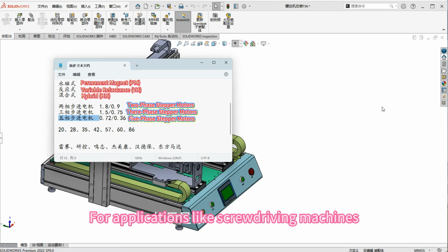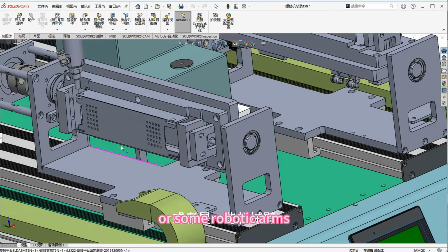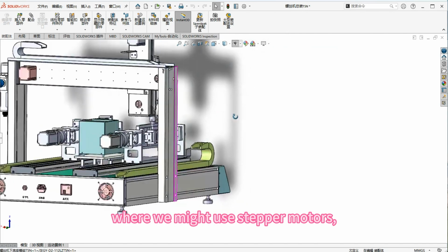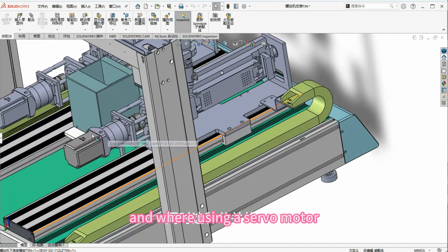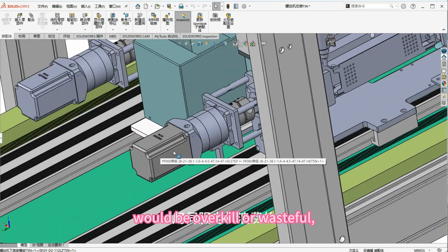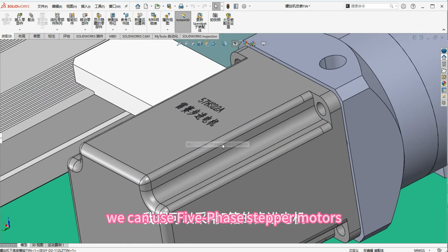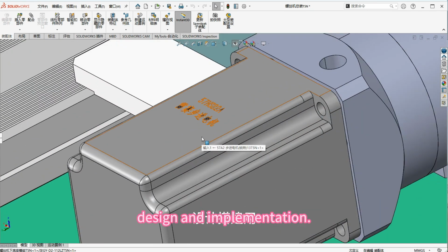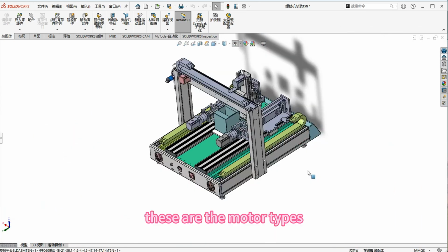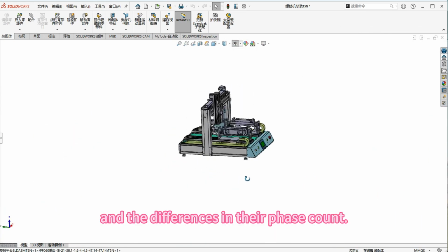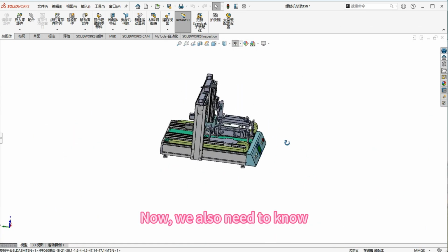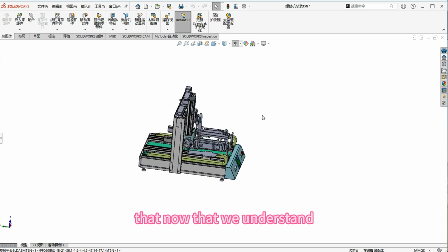For applications like screw-driving machines or some robotic arms, where we might use stepper motors, and where using a servo motor would be overkill or wasteful, we can use five-phase stepper motors for the design and implementation. So, these are the motor types, and the differences in their phase count. Now, we also need to know, now that we understand their types and phases, what are their specifications? Their specifications are as follows.